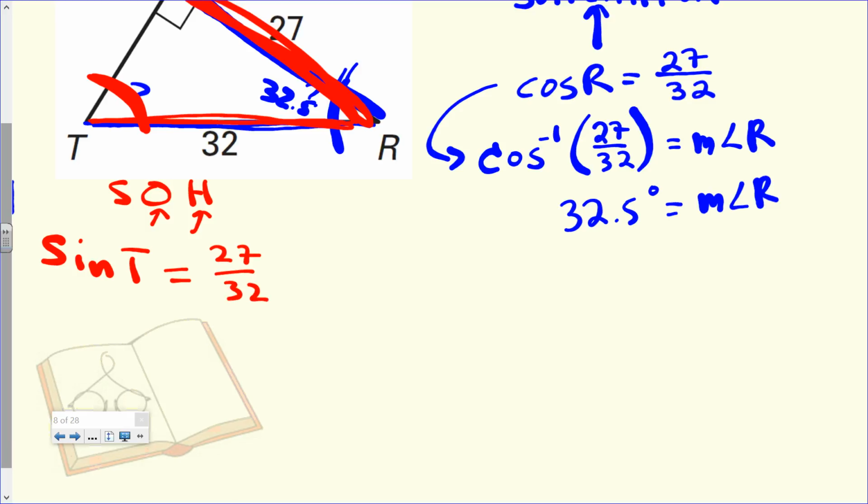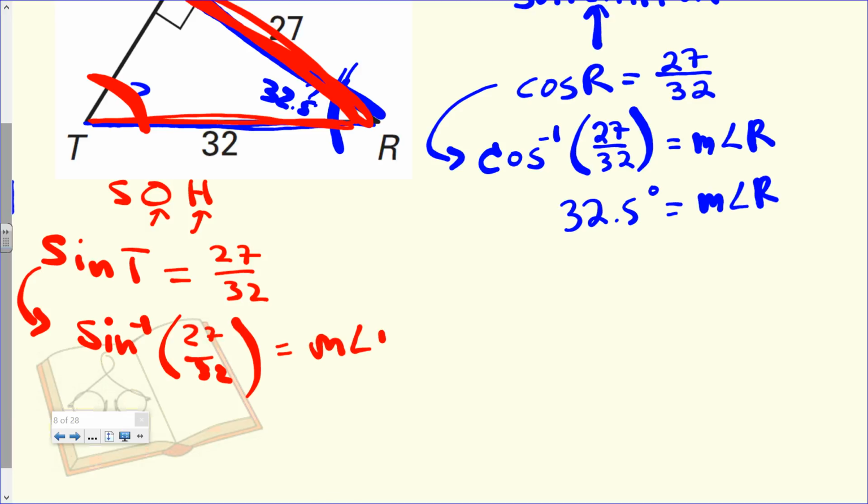So let me rewrite it as an inverse trig equation. I'm dealing with an angle, so the inverse sine, sine to the -1 power of 27 over 32 is going to equal the measure of angle T. So let's do that one to the nearest tenth. That's 27 over 32.